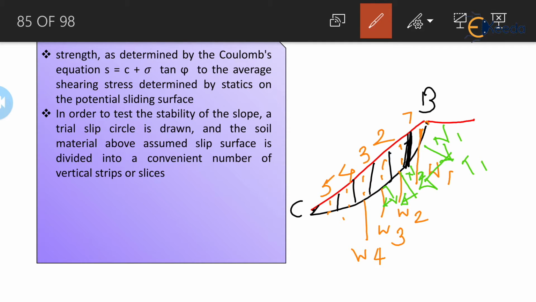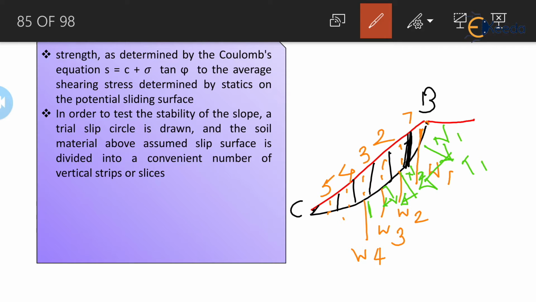Fine. So as you pass further on the downstream side, in the downward direction, these normal components will be shifted to the left side, and the tangential components that create the shearing resistance will be taken as negative. So here that tangential component will be taken as negative.